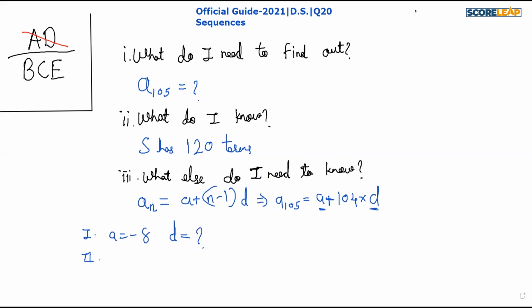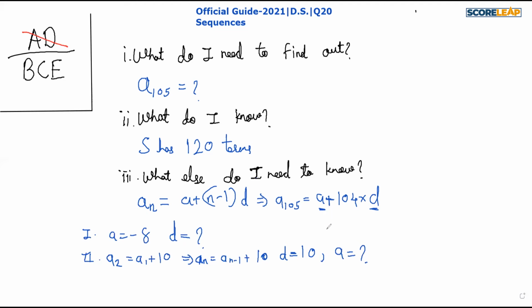Statement 2 says that each term of S after the first term is 10 more than the preceding term. So A2 equals A1 plus 10, and similarly, An equals An minus 1 plus 10. In short, they are giving us the common difference d. The common difference is d. But here we don't know the first term. From this statement, we are unable to figure out the first term.